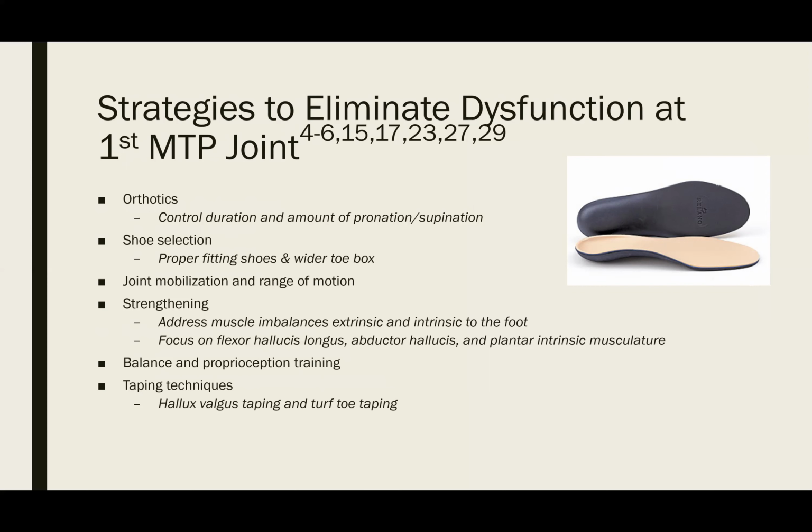Some strengthening exercises to consider would be great toe isometrics, toe curls for toe flexion, toe splaying, heel raising, and implementing gastroc and soleus stretching, which also aims at increasing great toe and plantar fascia extensibility. Implementing balance and proprioception training to improve the first MTP joint stability and intrinsic and extrinsic strengthening is also an advantageous strategy to eliminate dysfunction within this joint.